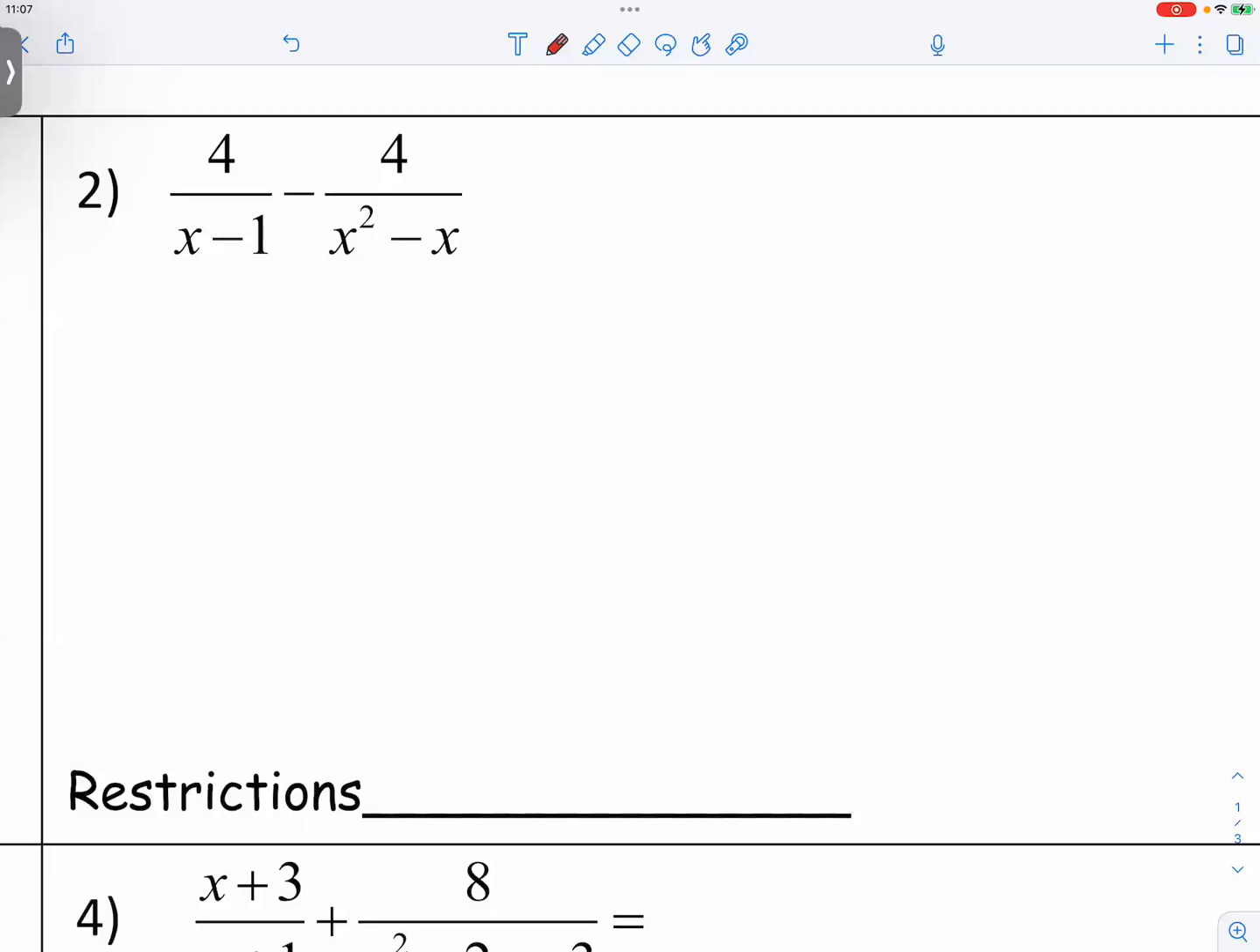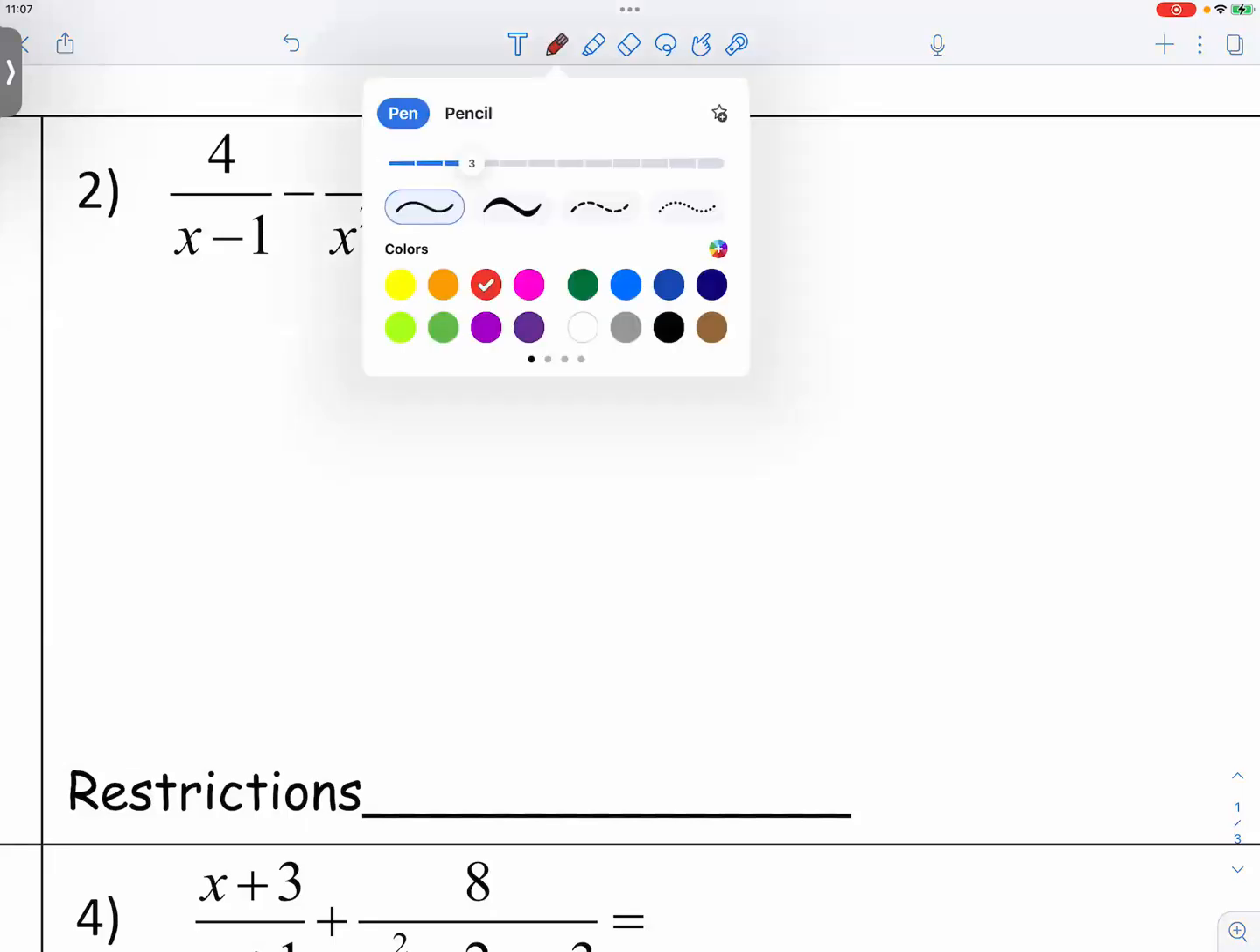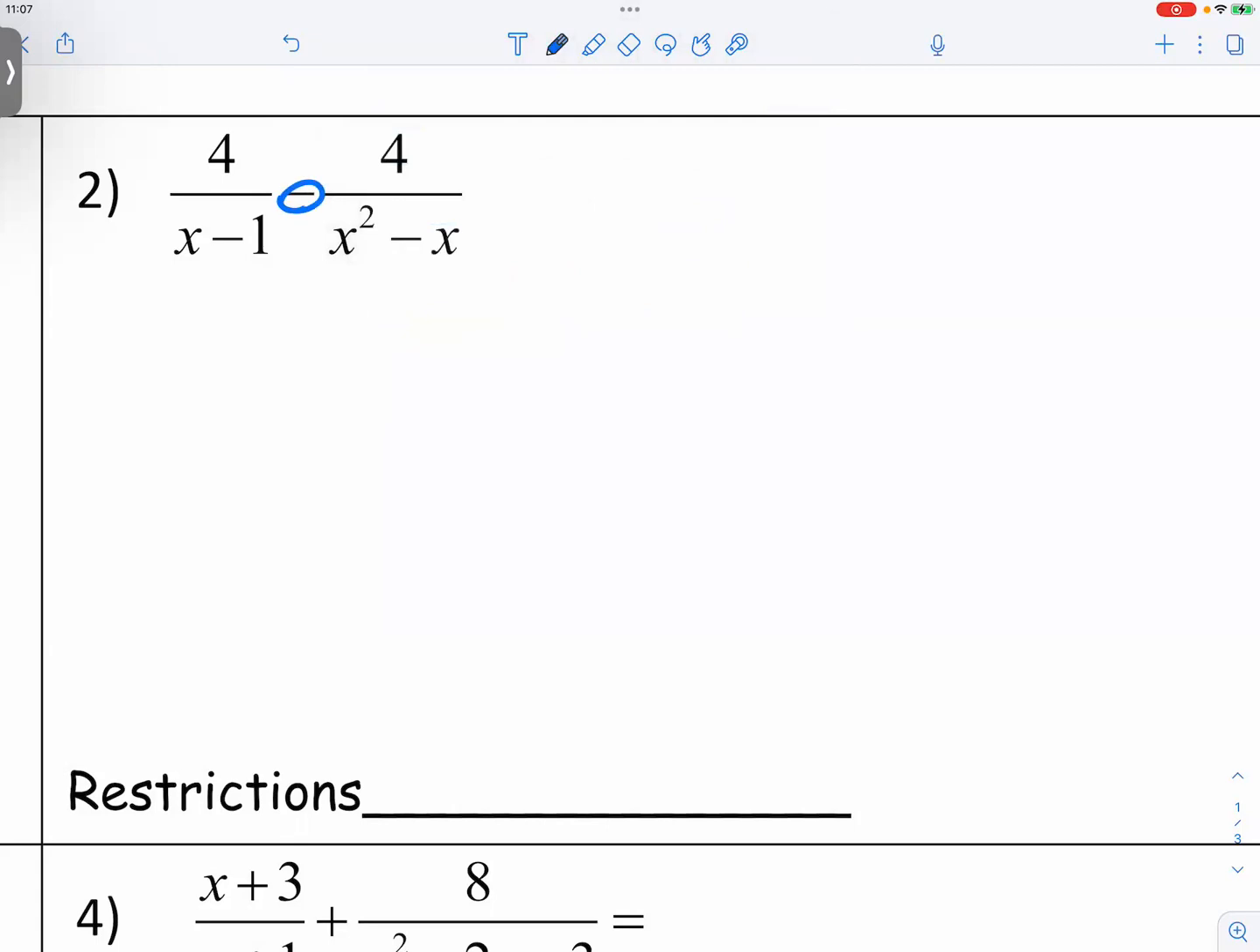All right, let's go ahead and take a look at number two. Number two, we have two fractions and they are subtracting each other. So when they're subtracting, we need to guarantee that they have the common denominator. And the way we decide what the common denominator would be, it would be a lot easier to make sure that we can factor everything out if possible.